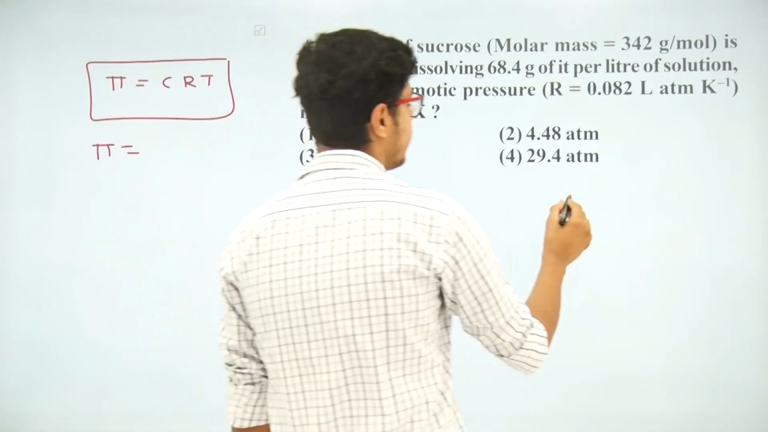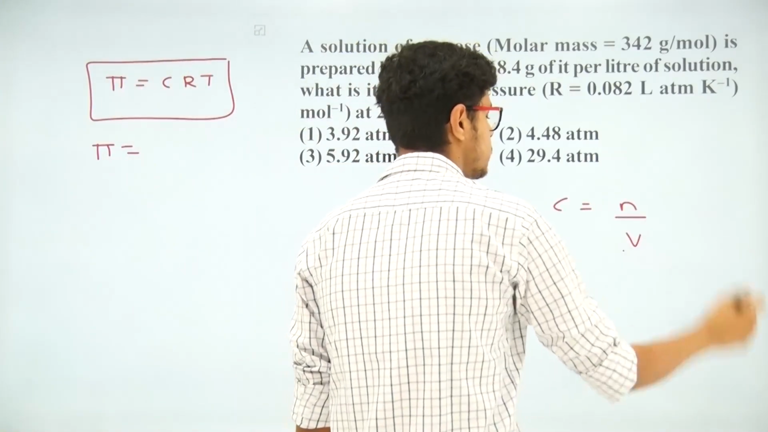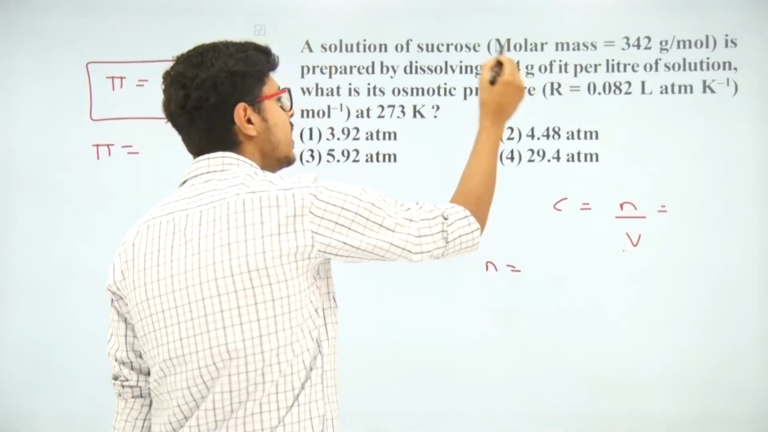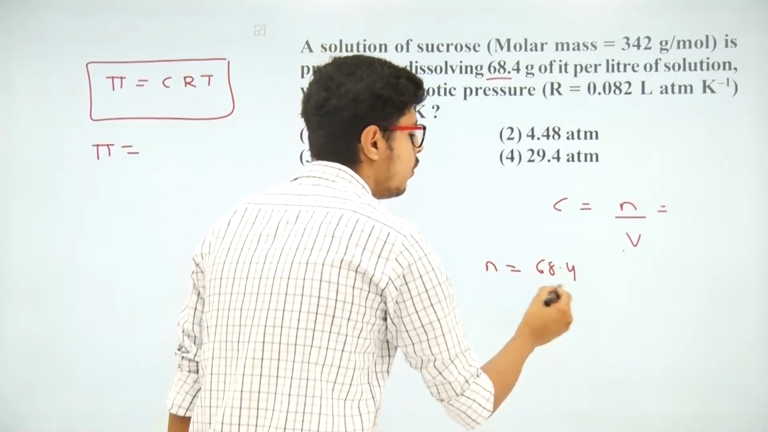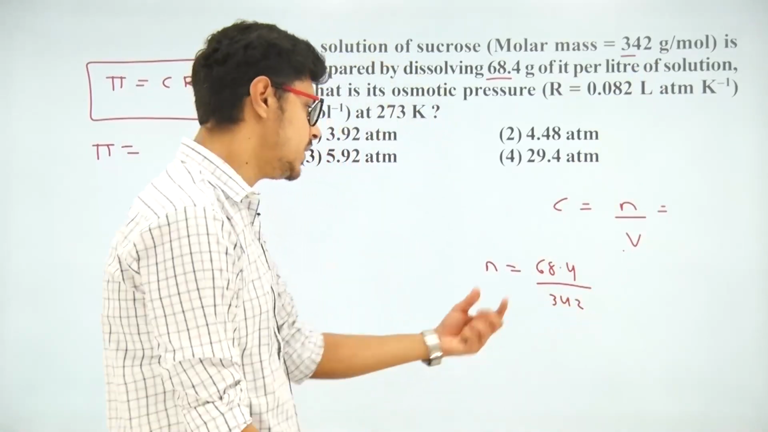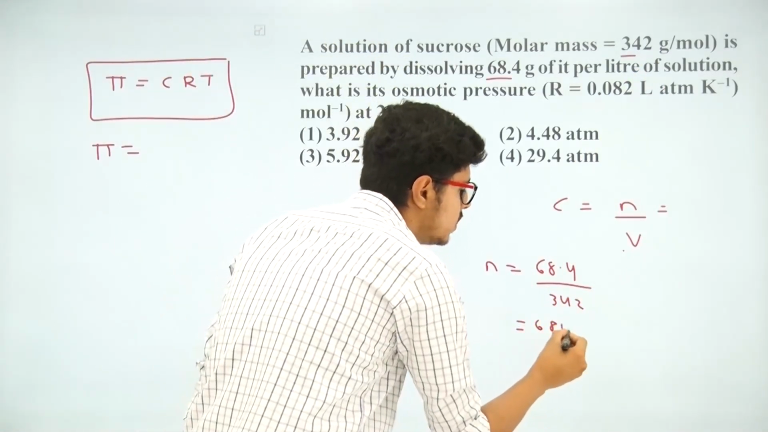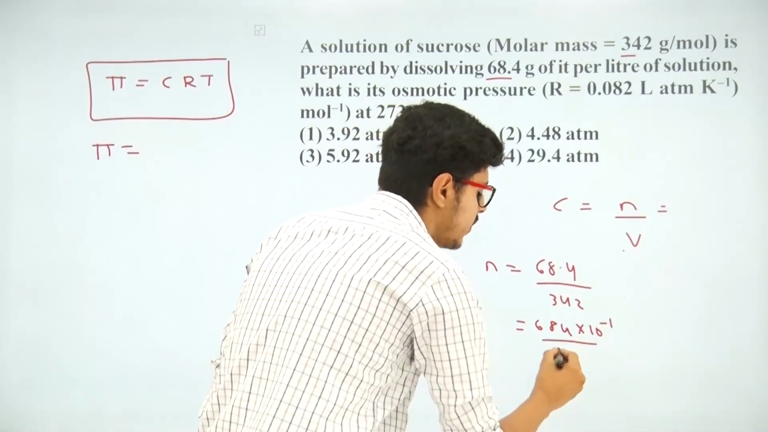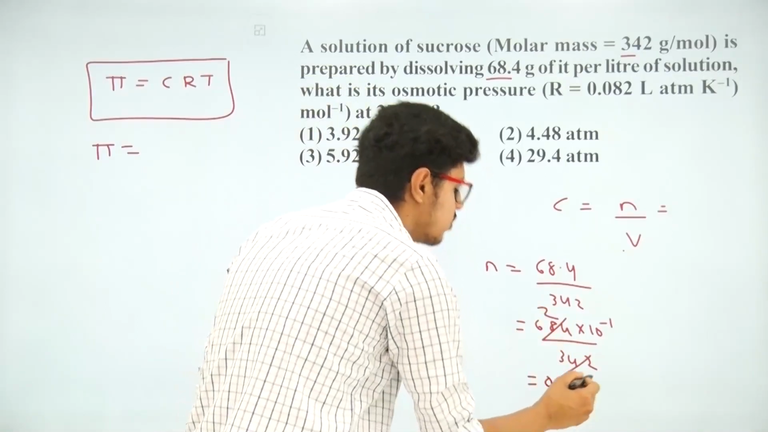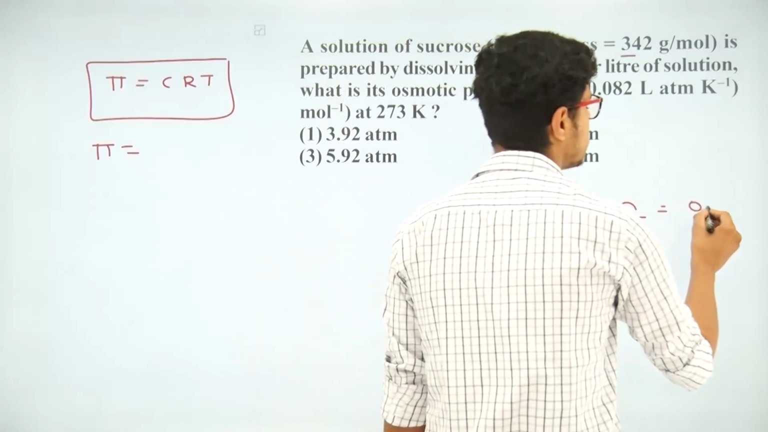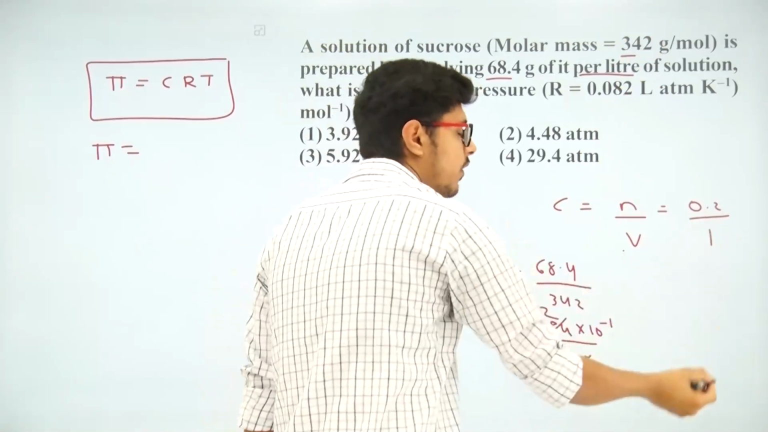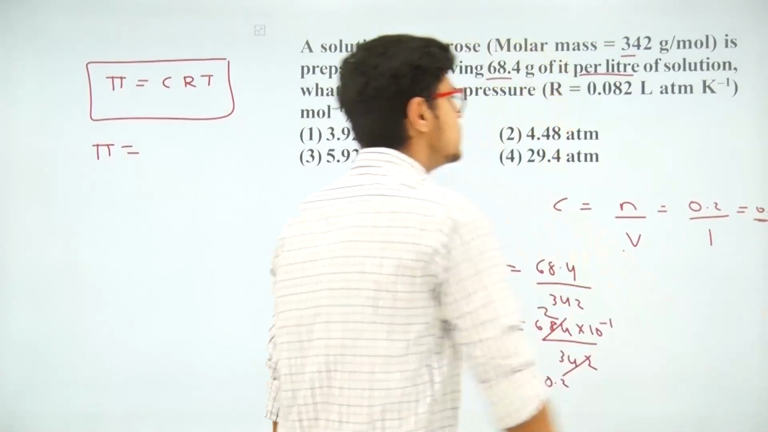If we find the value of concentration, this will be number of moles of solute upon volume of solution in liters. Now for number of moles, we have been given mass as 68.4 divided by the molar mass, which is 342. So the number of moles is 684 times 10 to the power minus 1 divided by 342. This will cancel 2 times and our number of moles will be 0.2. Now the concentration will be 0.2 divided by volume, which is 1 liter, so our concentration comes out to be 0.2.